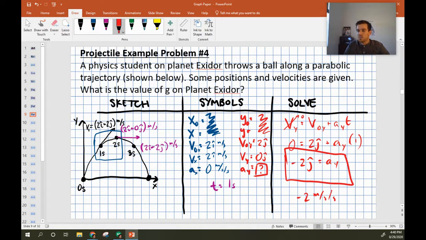Negative 2 meters per second squared, because j is just 1. It just represents the y direction. So actually, we know the exact value of g on planet Exeter. So super exciting. If you're ever asked at gunpoint, at g-point, that's another word that we don't use, what the value of g on planet Exeter is, you now know not just how to solve it, but you know the value off the top of your head. It's -2. So that's our last projectile motion example problem. Thanks for tuning in.